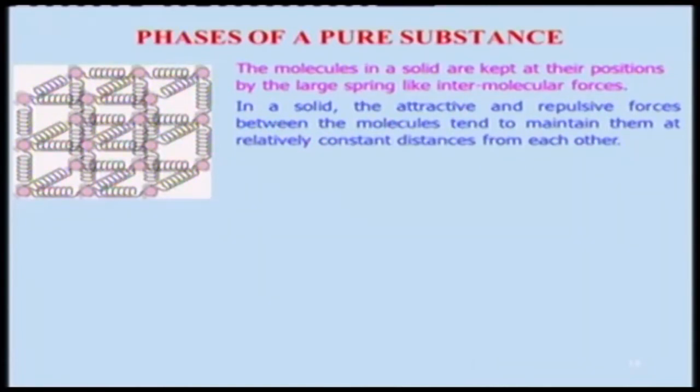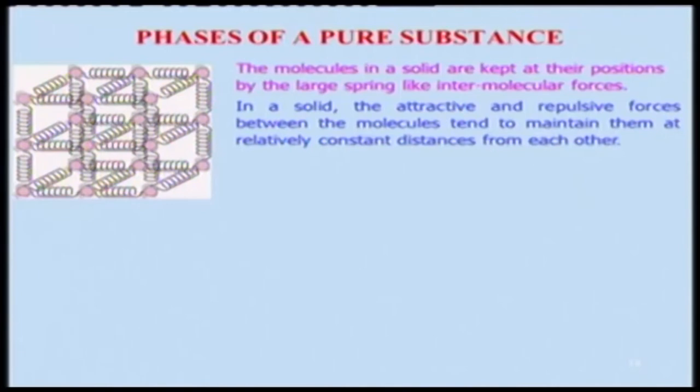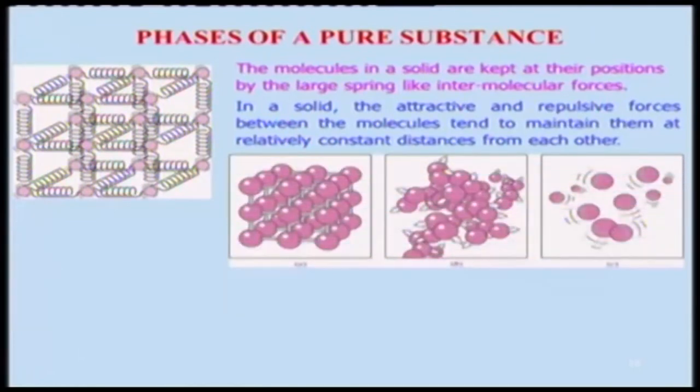Repulsive forces will be there only when these molecules come very close to each other, that is, when the distance between the molecules tends towards zero, then you get a repulsion. Otherwise, these molecules will be vibrating in this way, and they are repeated in a pattern, which we call a lattice structure, and they will be together. The intermolecular forces are quite high, right.